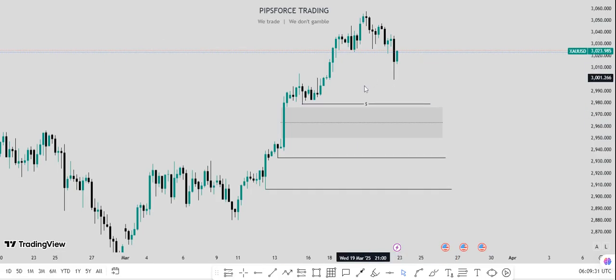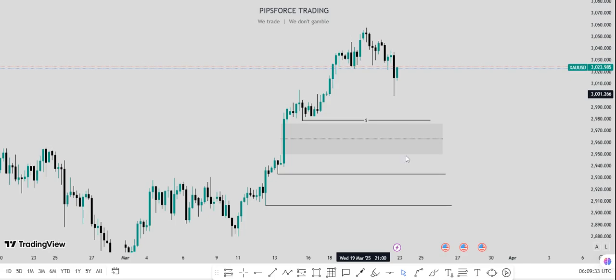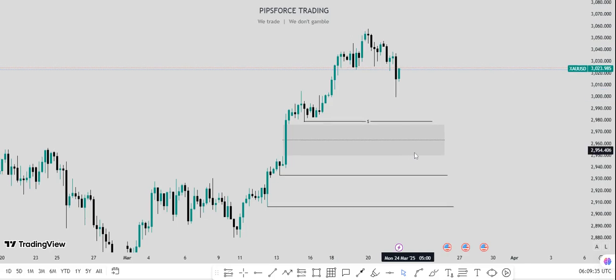So this is what we are looking at. In this case, you can see our level here is where we are expecting price to get into, and our directional bias concerning this is going to be bearish. We are looking for price to move bearish to this level.